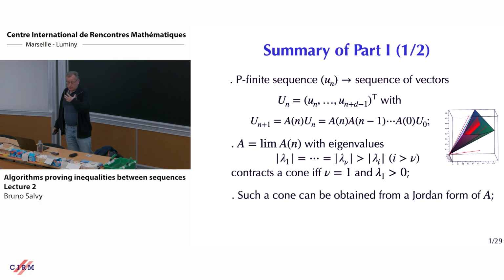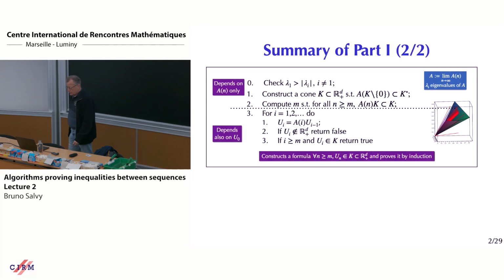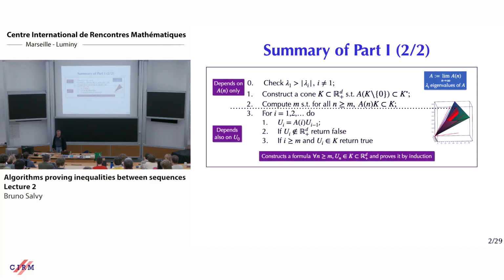And with these cones and these properties in mind, you get a simple algorithm to prove positivity when there is a unique, dominant, simple, positive eigenvalue. So the algorithm is this. First you check that the conditions apply. Then you construct a cone that has this property that it's contracted.